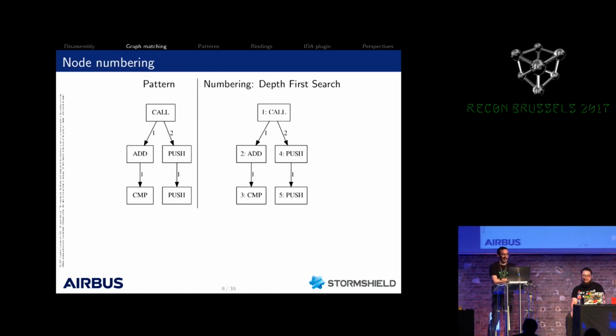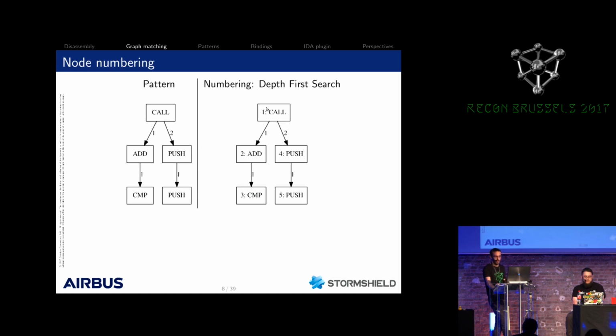I'll explain why. This slide will show you how we can represent a pattern in a different form. The pattern we have now is what we see on the left. We have a call, an add, a compare, then a push and a push, and the children are ordered. We have child number 1 and child number 2. Since we have a root node, which is a call, there is a unique way to number this graph with a depth first search. So that is the following.